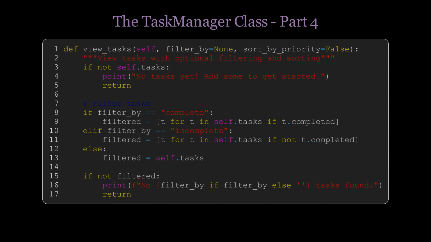Then we apply filtering based on the filter_by parameter. If it's complete, we use a list comprehension to get only completed tasks. If incomplete, we get only incomplete tasks. Otherwise, we use all tasks. After filtering, we check if any tasks remain. If not, print a message indicating no tasks matched the filter. This handles the edge case of filtering with no matches.